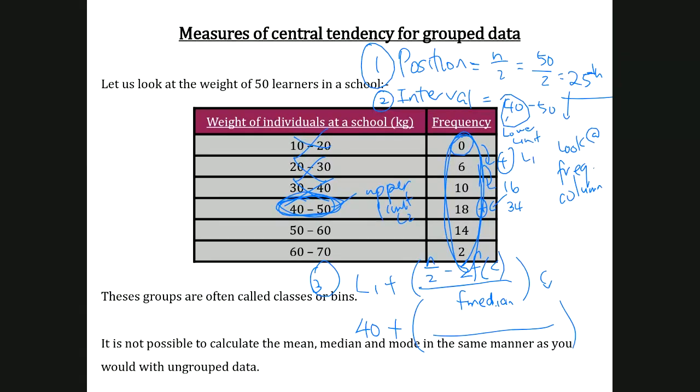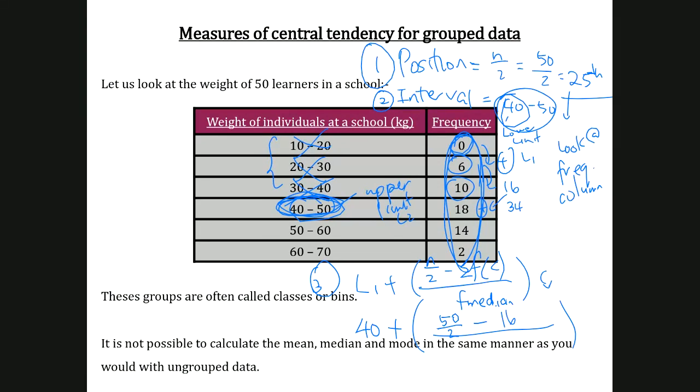N is 50 over 2, and then it's minus the sum of the frequencies in the group before the group you selected. So you selected the group 40 to 50. Basically, we're saying sum of the frequencies of the groups prior to this. And the groups prior to this had 0, 6, and 10 as their frequencies. So 0 plus 6 plus 10 gives you 16.